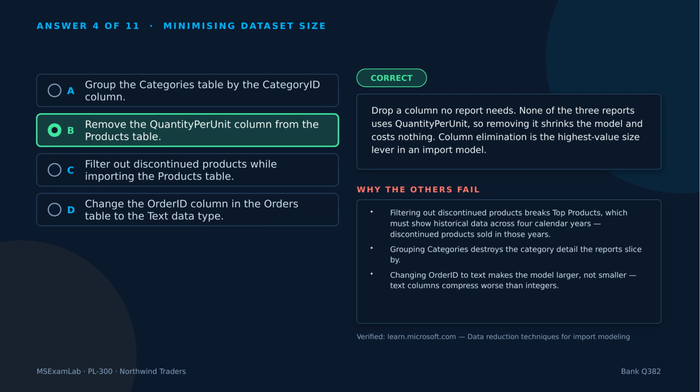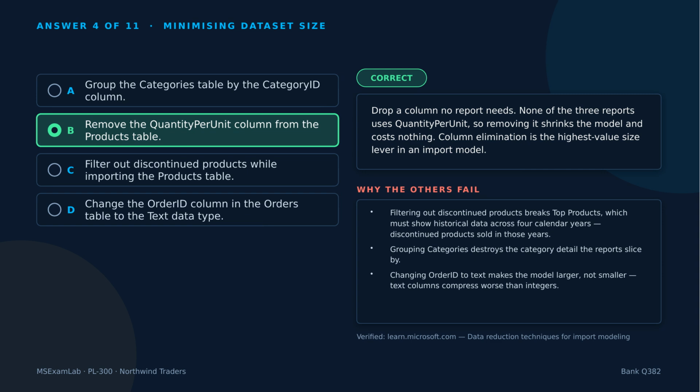The answer is B. Remove the quantity per unit column from the products table. Drop a column no report needs. None of the 3 reports uses quantity per unit, so removing it shrinks the model and costs nothing. Column elimination is the highest value size lever in an import model. Now why the others fail.